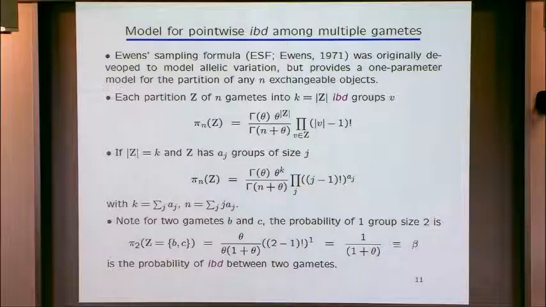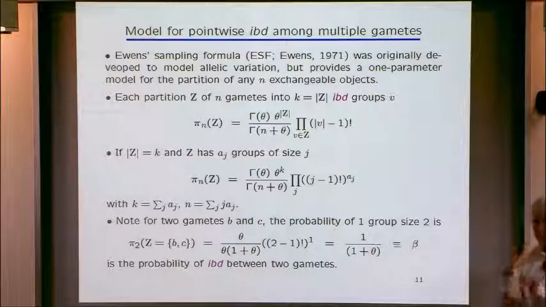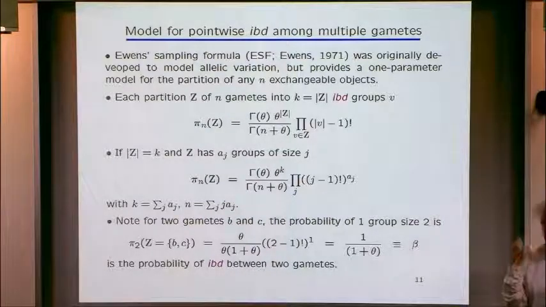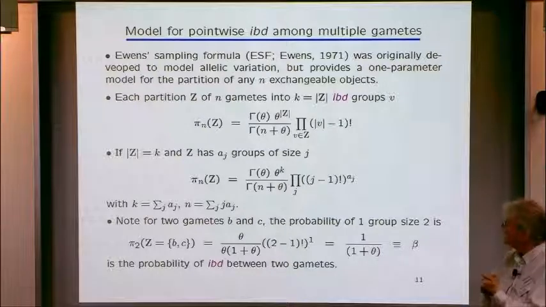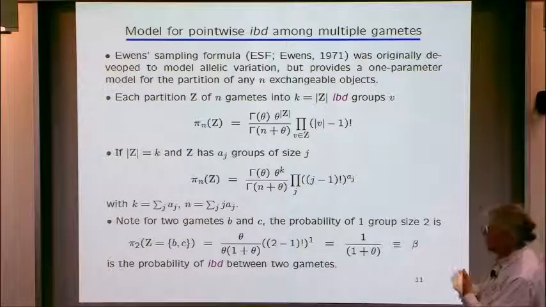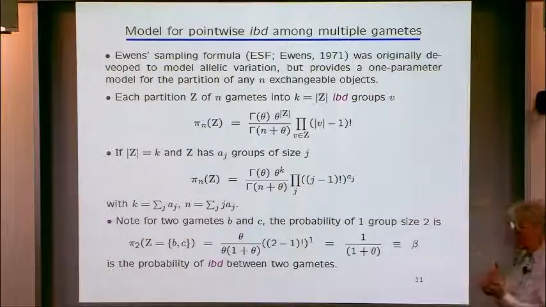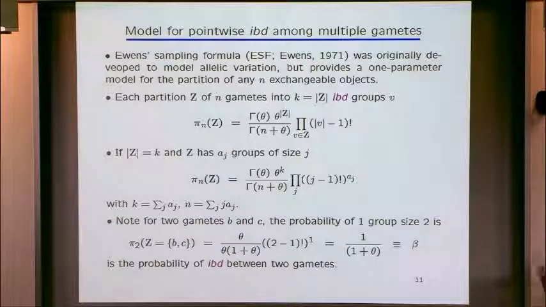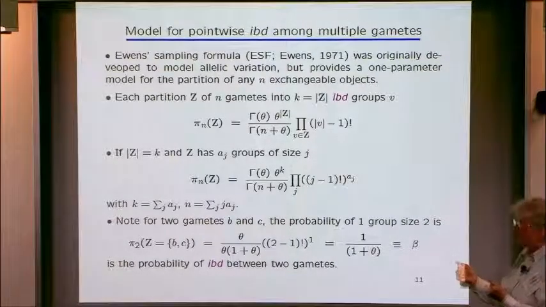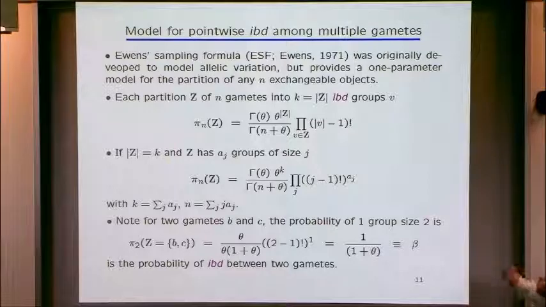Okay, but now we want to extend this model to multiple gametes. The first thing we're going to need is simply a model for the IBD partition of my gametes at a given point in the genome. Well, Ewens, more than 40 years ago, gave us a beautiful one-parameter distribution for the partition of N objects into K groups. He uses a model of allelic variation, but it's equally good as a model of any sort of partition with just that one parameter.